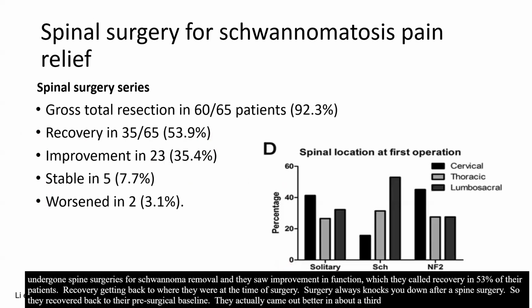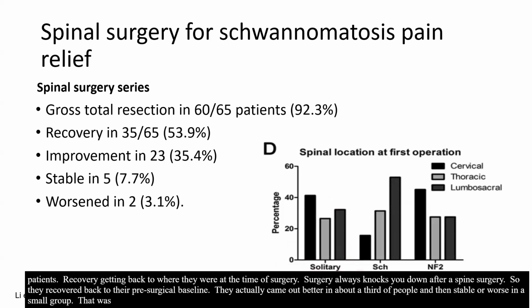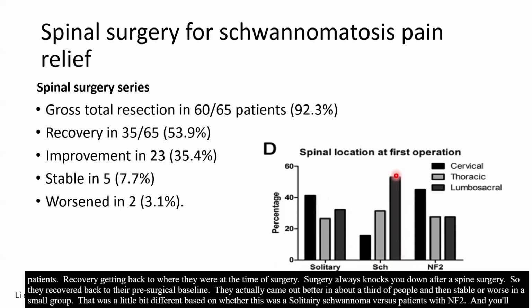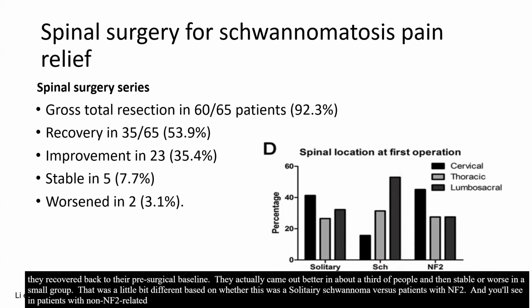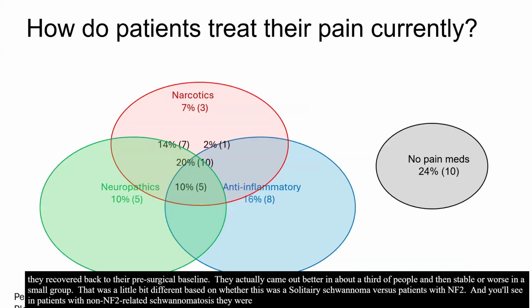And that was a little bit different based on whether this was a solitary schwannoma versus patients with schwannomatosis versus patients with NF2. And you'll see that in patients with non-NF2 related schwannomatosis, there were far more lumbosacral tumors that had been removed. This did not come out well there.